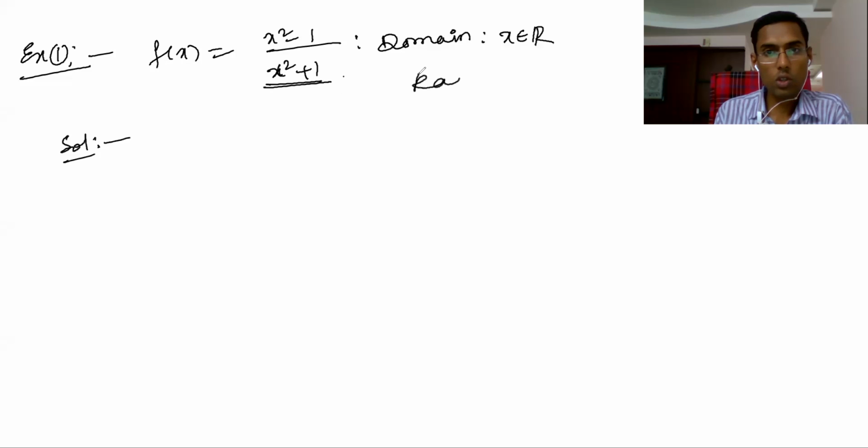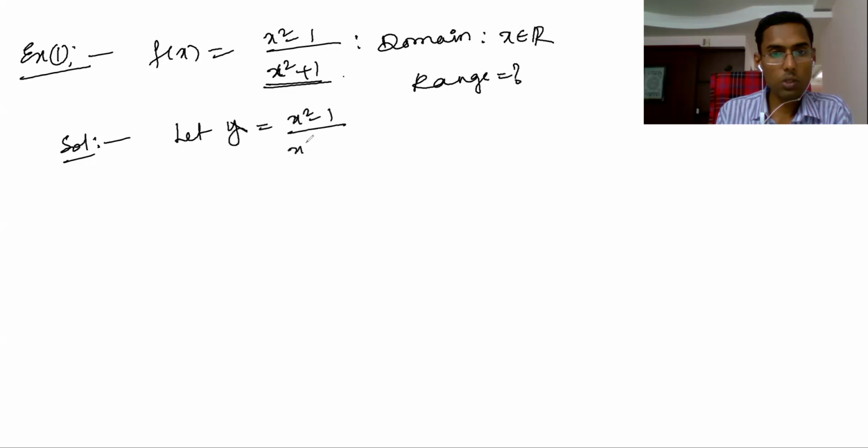So what is range now? Range, step 1, what you should take? Let y equal to x square minus 1 by x square plus 1. This is the first step. The second step is you have to get a quadratic equation, that is y x square plus y equal to x square minus 1. Third step is what?